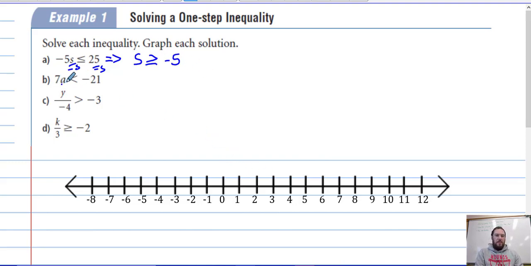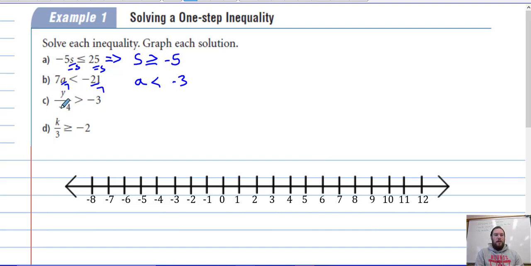Part B here, we have to divide this side by 7 and divide this side by 7. So 7a divided by 7 leaves me with a, and negative 21 divided by 7 leaves me with negative 3. And you might be thinking to yourself, well, I have a negative there. Does that mean I have to flip the symbol? And the answer is no, because I didn't divide by the negative, right? Whatever I'm dividing by will tell me whether I flip the symbol or not. So because I divided by positive 7, my less than symbol is simply just going to stay as a less than.